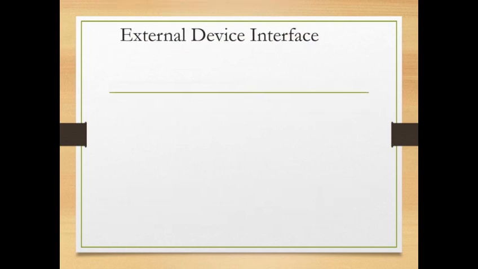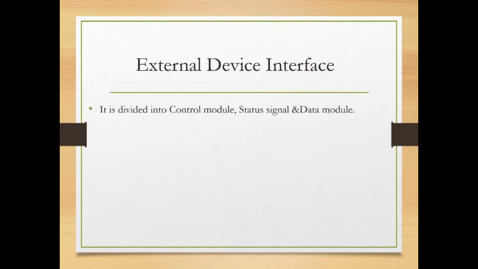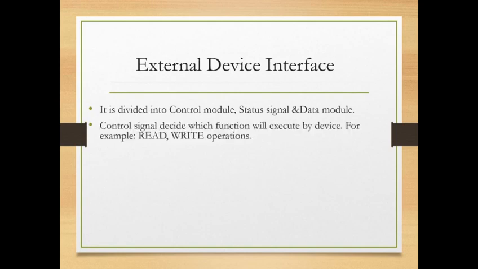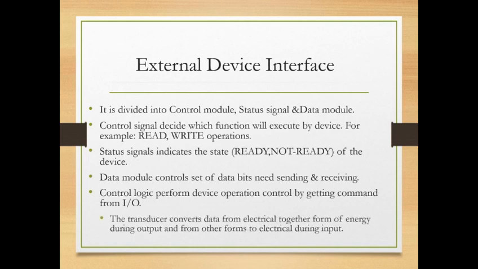An external device interface in an input-output system is a mechanism that allows a computer or other device to communicate with and control external devices. The interface typically includes several components such as control module, status signal, and data signal.